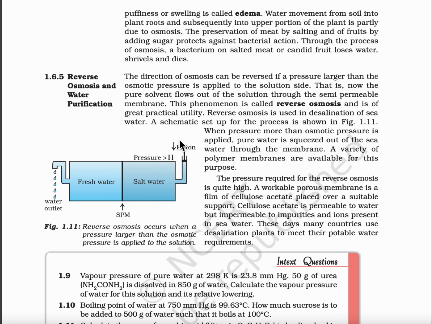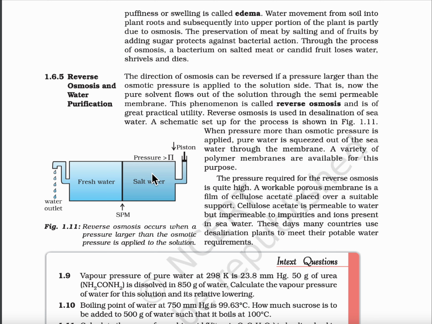Now this is your schematic setup of desalination of seawater. This is your fresh water here, salt water here. Pressure given here is greater than your osmotic pressure. So when the pressure is equal to your osmotic pressure, what will happen? That is, when the pressure is left undisturbed, this will be equivalent to the osmotic pressure. Then from the side of the fresh water, the solvent will be moving to the side of the salt water. But now we want the solvent present in the salt water to move from this side to the freshwater side in order to desalinate the seawater or purify the seawater.